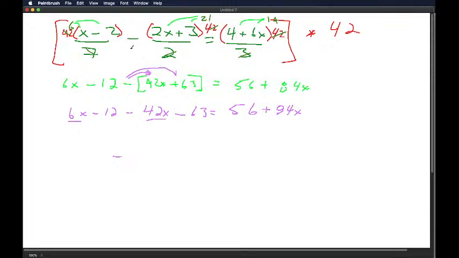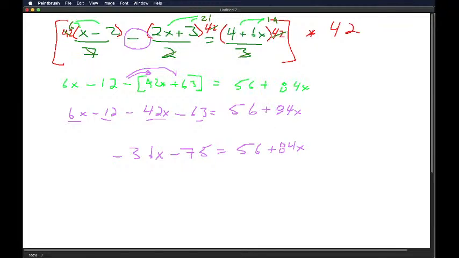This is the killer one here, right? You got to watch out. So 6x, negative 12 and negative 63. Ooh, negative 75 equals 56 plus 84x.